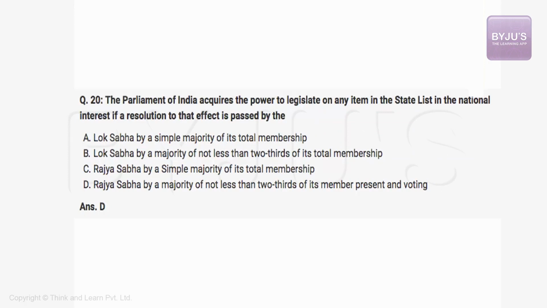Legislate on the state list. Again, a very, very simple question. Elimination of this I'll show you later, but this is a basic part of the constitution. You should be knowing this. You should have studied this much polity. So it becomes a very simple question. Mark the answer, move on.